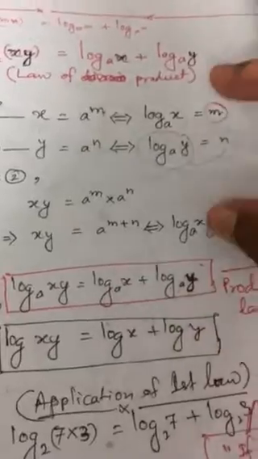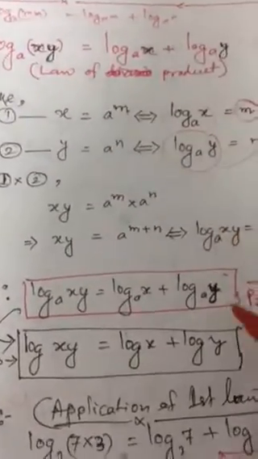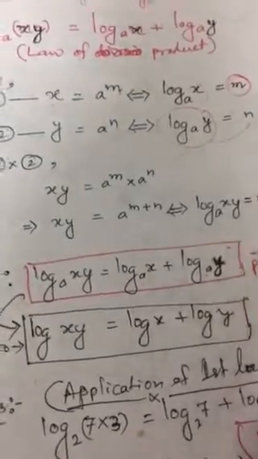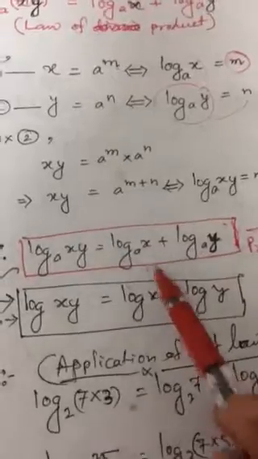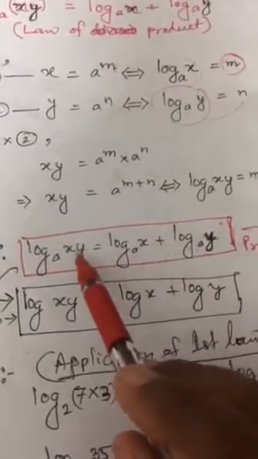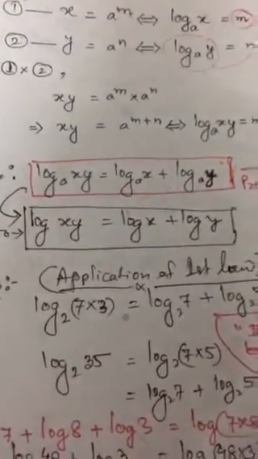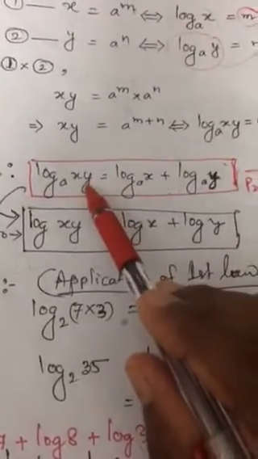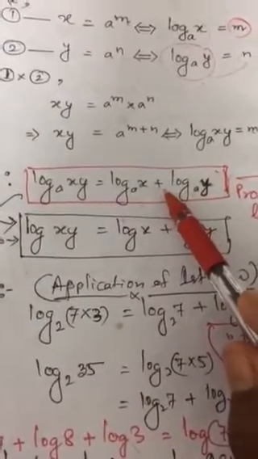You don't have to worry about it. Just for understanding, I have shown here how this law is derived. But you just have to understand, this is the law of product. The product is changed into the form of sum. Always remember this. Law of product means product form can be converted into form of sum.